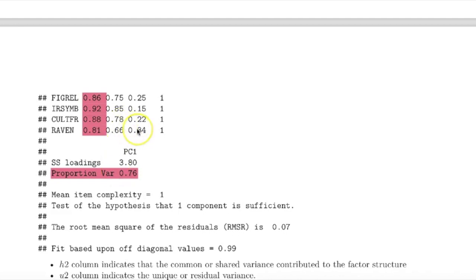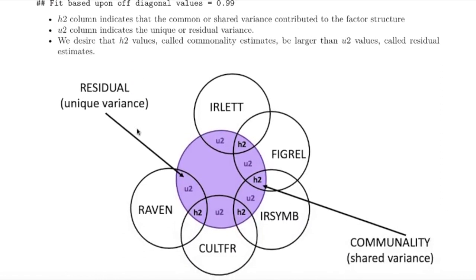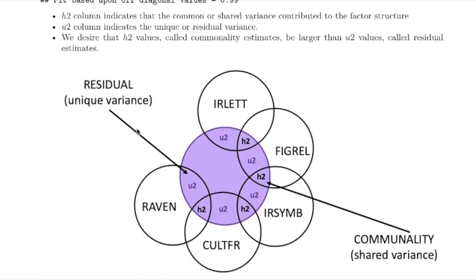Now let me explain the two columns next to the principal component. So one was h2 and the other one was u2. So h2 is how much the common or shared variance between the variables contributes to the factor structure. And u2 is how much that individual variable contributes to the factor structure. So ideally, you're going to have h2 be greater than u2. If it's not, it's probably a problem. It would mean that there's no overlap here and the variables are very separated.